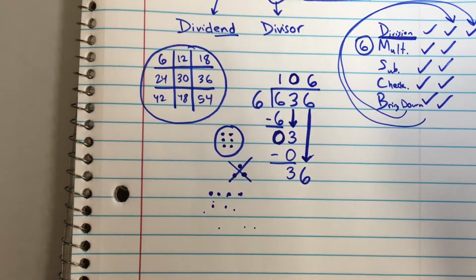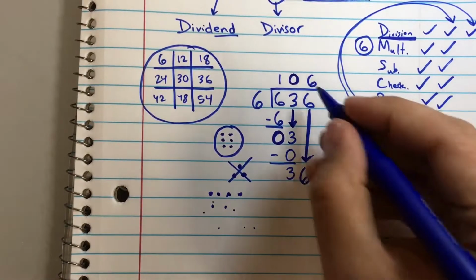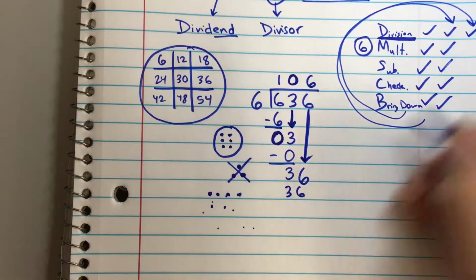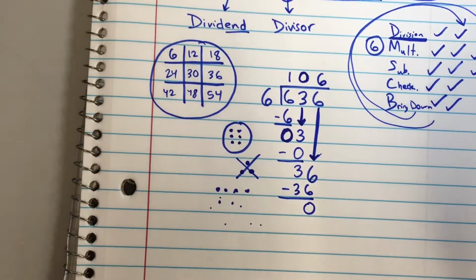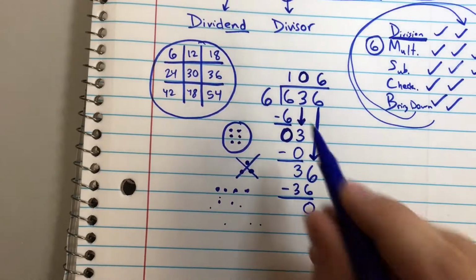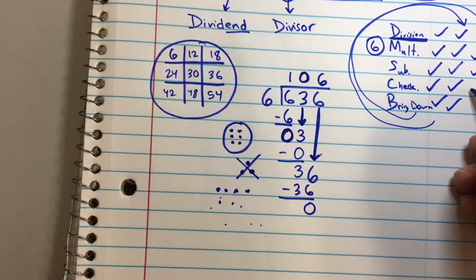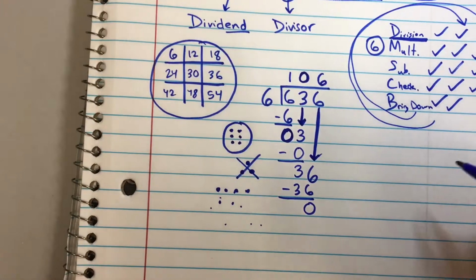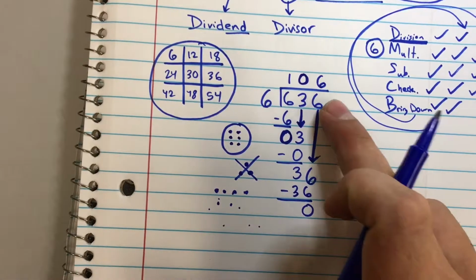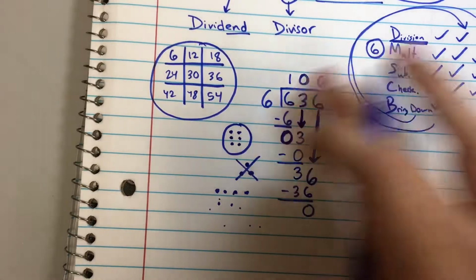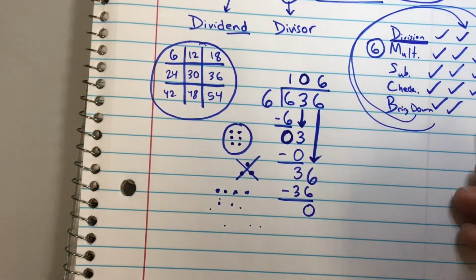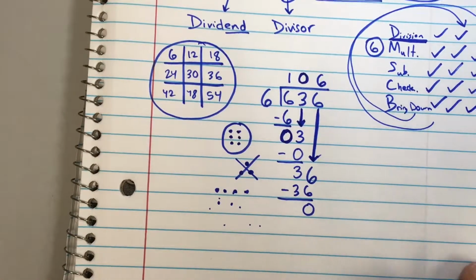Okay, so that is my division. For multiplication, 6 times 6 is 36. Subtract, get 0. And I check, is 6 greater than 0? Absolutely. And we have nothing else to bring down. We don't have any more place values over here. We haven't forgotten anything. We didn't forget about our tens place or our ones place. So we give ourselves a check.